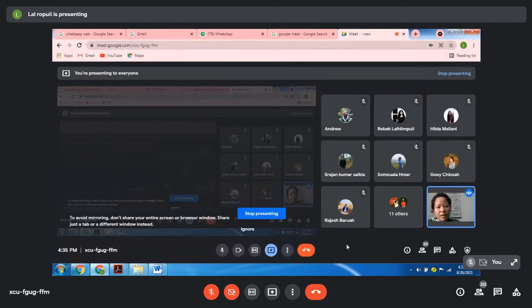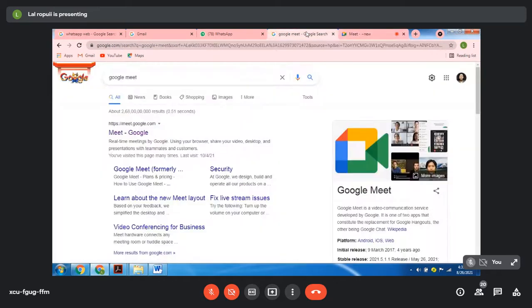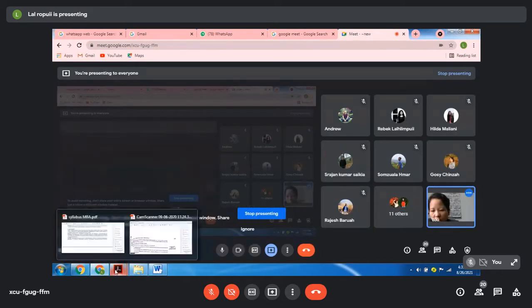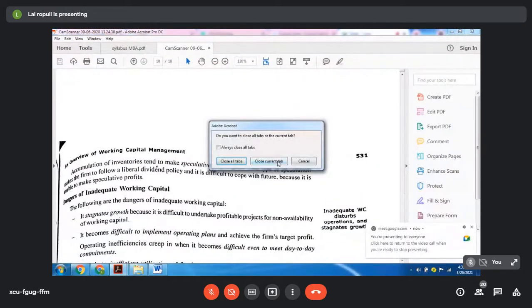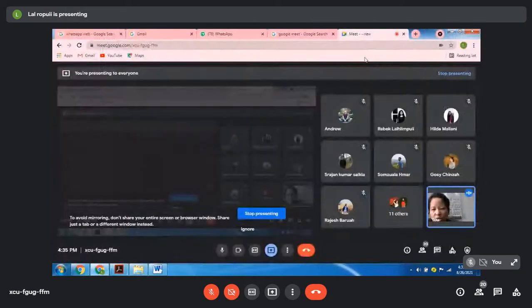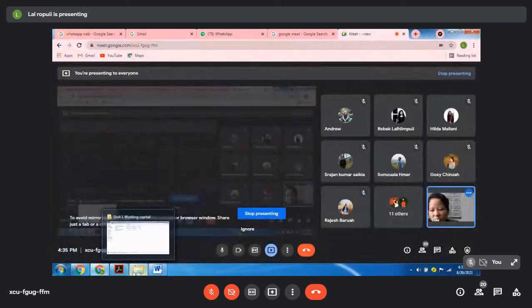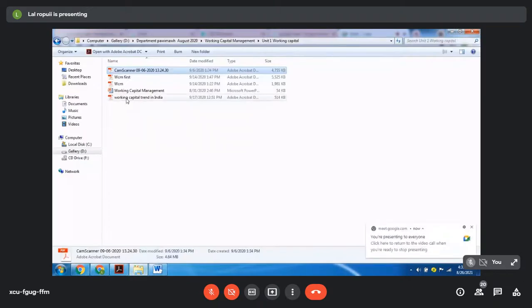Okay, so now let me go to another topic, which is not difficult: the determinants of working capital.